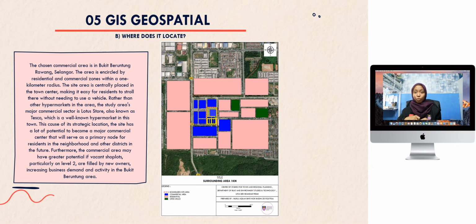The next is where does it locate? As mentioned before, the area is encircled by residential and commercial zone within a 1 kilometer radius, and the site area is centrally in the town center, and it is easy for residents to reach there rather than other hypermarket in my area. Lotus Store, or known as Tesco, is a well-known hypermarket, and due to its strategic location, it has a lot of potential to become a major commercial center that will become a focal node for residents in the neighborhood nearby and other districts in the future.